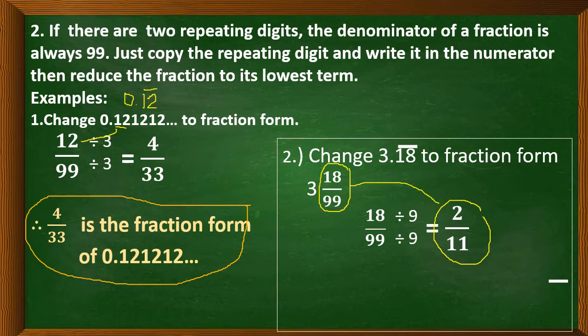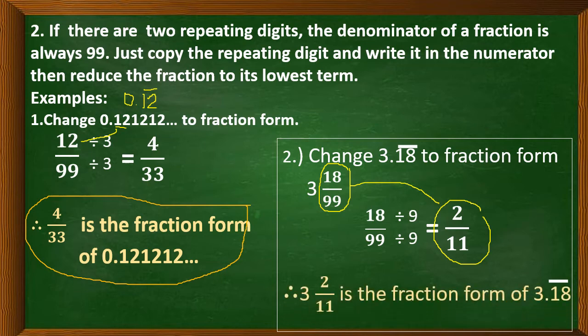Now we have to write again the whole number part, which is 3. So we have here 3, and write the lowest term of 18 over 99. We have 2 over 11. That's why we have 3 and 2 over 11. And 3 and 2 over 11 is the fraction form of 3.18 repeating. So this is now our answer.